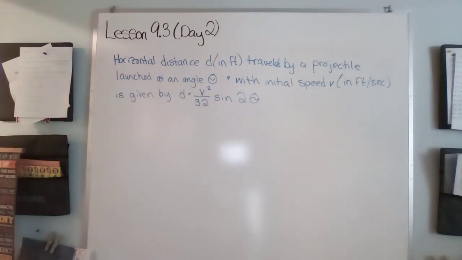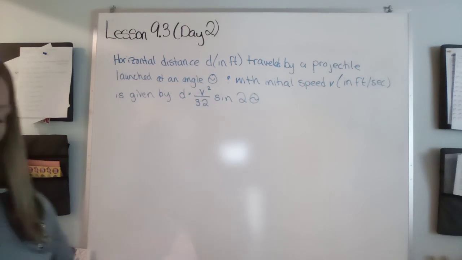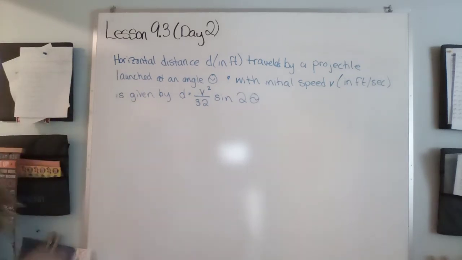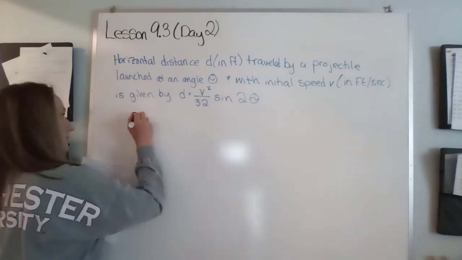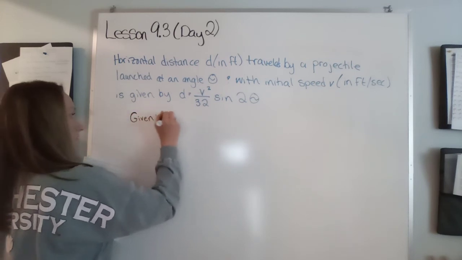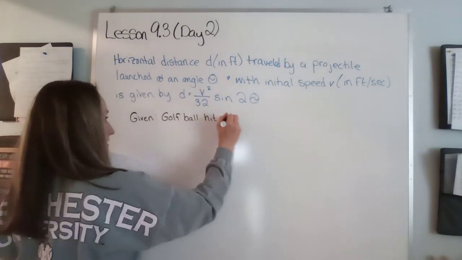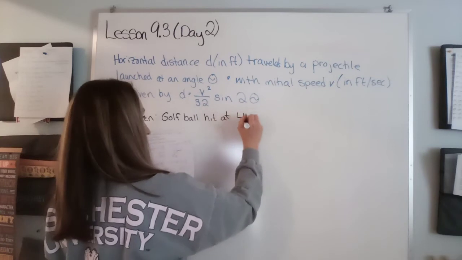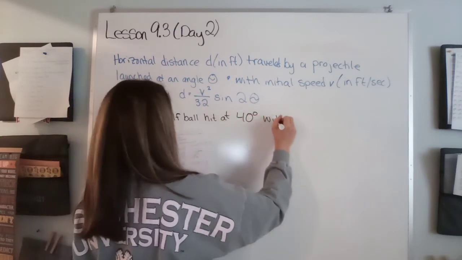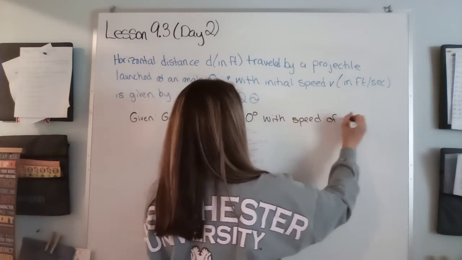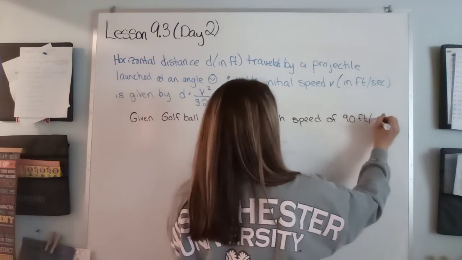Okay? So we're going to estimate the horizontal distance traveled by a golf ball that is hit at an angle of 40 degrees with an initial speed of 90 feet per second. So we have a golf ball hit at 40 degrees with a speed of 90 feet per second.